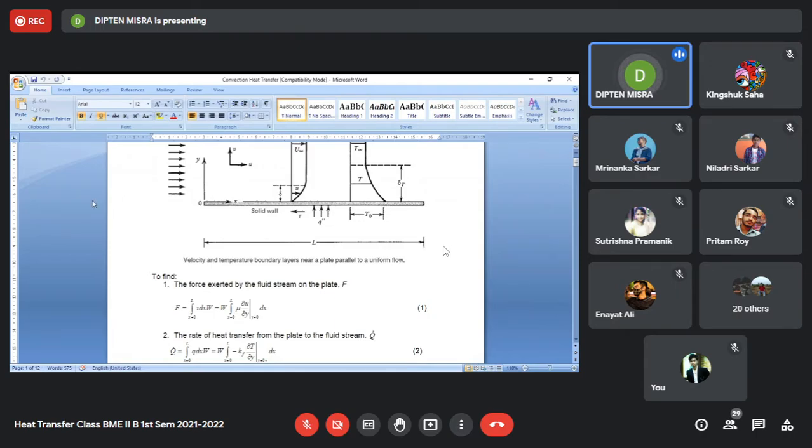Why we are interested to find out the force is because if you want to keep the plate intact, it has to be grouted.